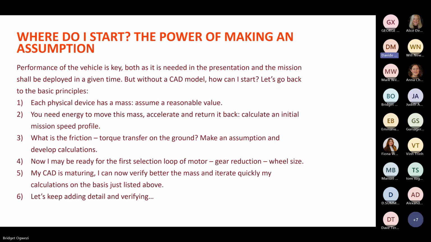Then based on that mass, you could calculate how much energy you need to move this mass, how much energy you need to accelerate and return it back. You will be able to calculate the speed and the time to perform your profile. That will give you an initial value. Now, the mass applied onto the ground, in this case we're talking about a vehicle that moves horizontally, will develop some friction with the wheels. This is the maximum torque that you can transfer onto the ground. That will give you the first input on sizing your motor. Now you have a number of data that will help you to decide which motor, wheel size, and gear reduction you could possibly have.